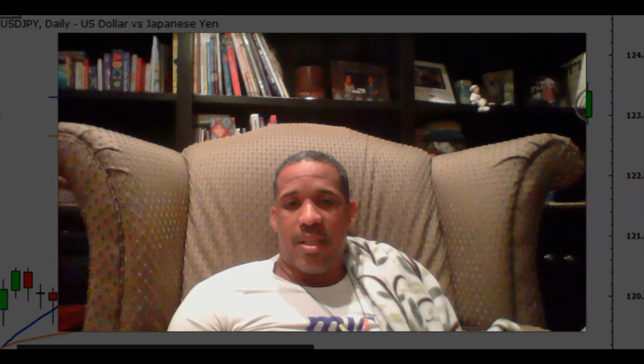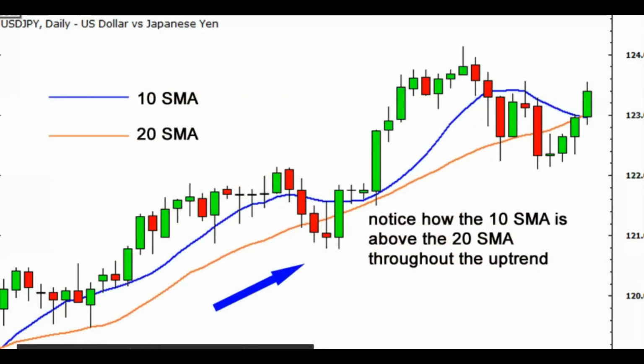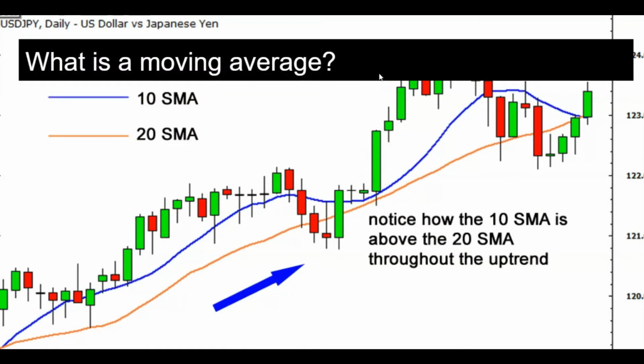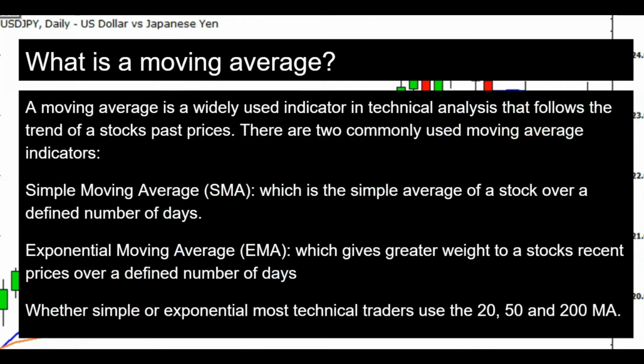So let's go ahead and find out what those are. Let's get some definitions. Let's make it make sense. All right. Here we go. What is, my friends, a moving average? Okay, so it says this simply: a moving average is a widely used indicator in technical analysis that follows the trend of a stock's past prices. There are two commonly used moving average indicators. Basically, the first thing is it's an indicator used in technical analysis that shows you the trend of a stock's past prices.